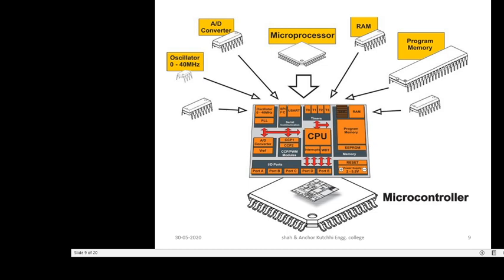This is a simple view of the microcontroller. It has an oscillator to generate the clock, an analog to digital converter, the microprocessor, the RAM, the ROM, and different peripheral devices, which may include serial ports, input output ports, and so on.